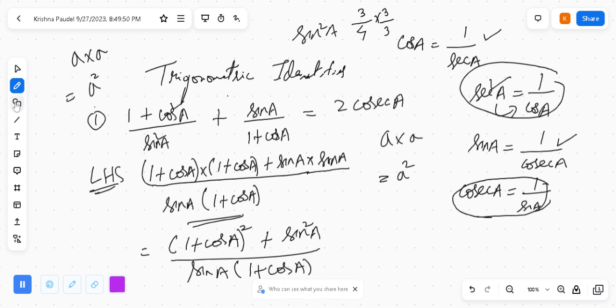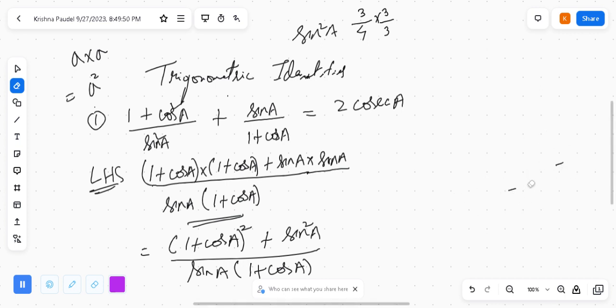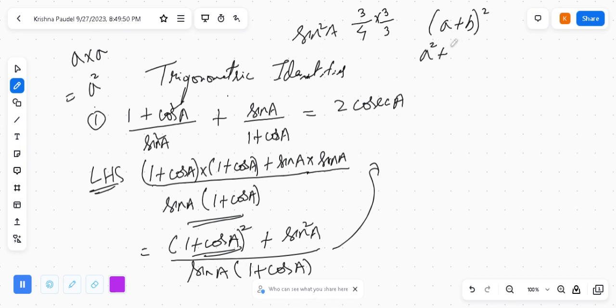Okay, so now we have got 1 plus cos A whole thing squared in the numerator plus sine square A, and in the denominator we have sine A into 1 plus cos A. So the only step possible now is opening this bracket. And how can we open a bracket when it is like this? There is only one way, and that is using again one algebraic identity, a square plus 2ab plus b square. This is the only way to open a binomial which is squared.